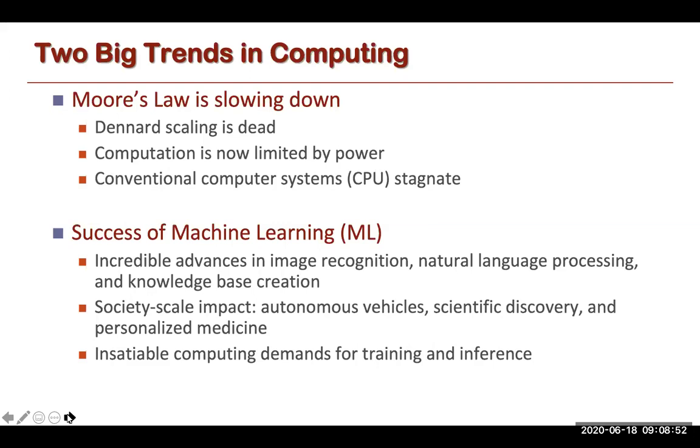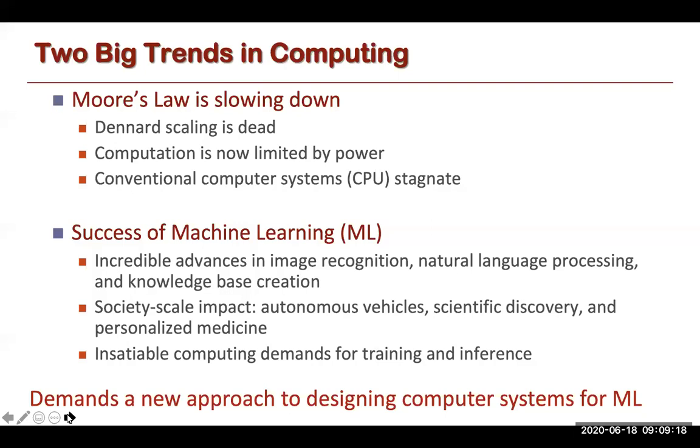and they're changing the way that medicine is being personalized. And it turns out that, of course, machine learning needs a lot of computational power for both training the models, training very large detailed models, and also for inference, especially when you want to serve inference to millions of users. So this confluence of these two big trends demands a new approach for designing computer systems for ML.